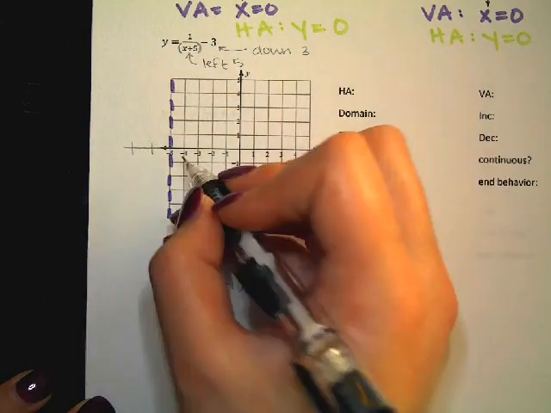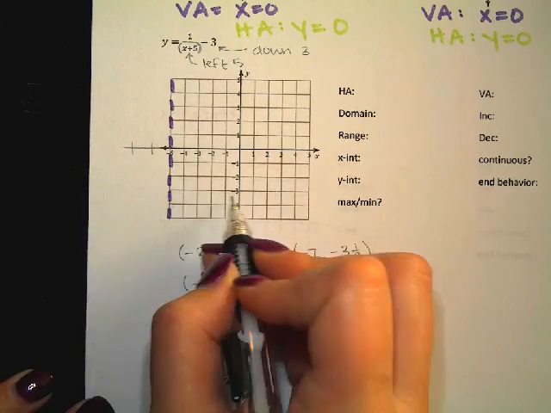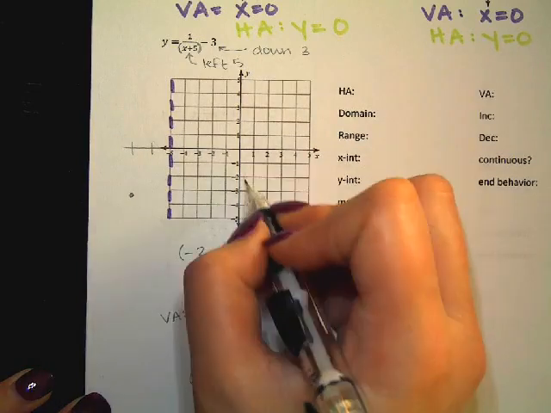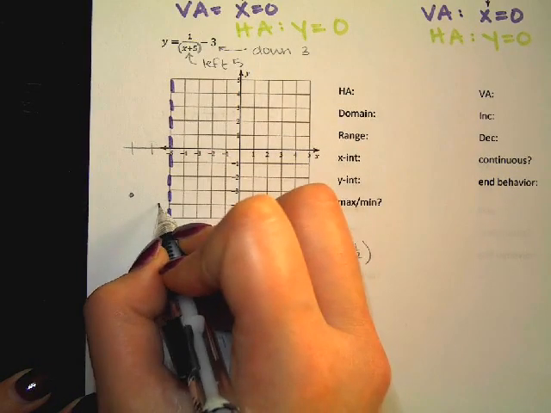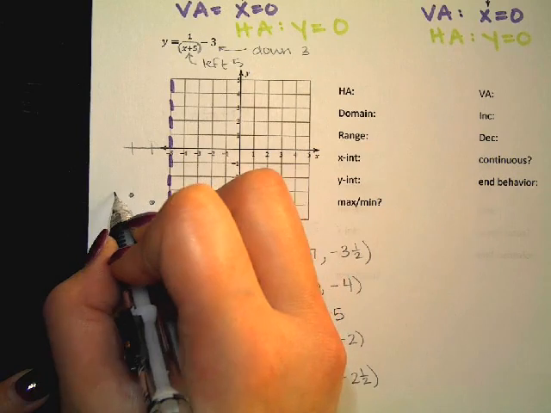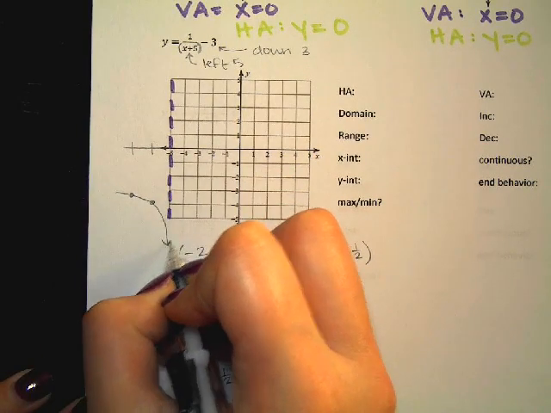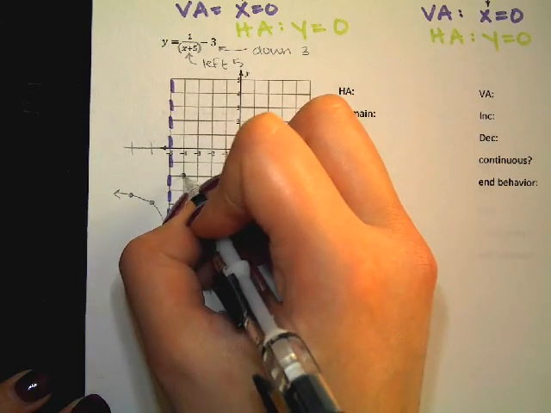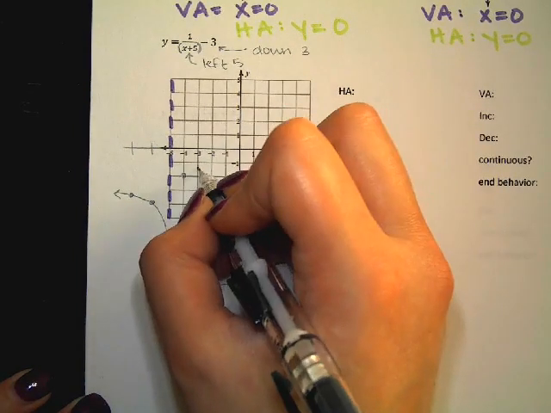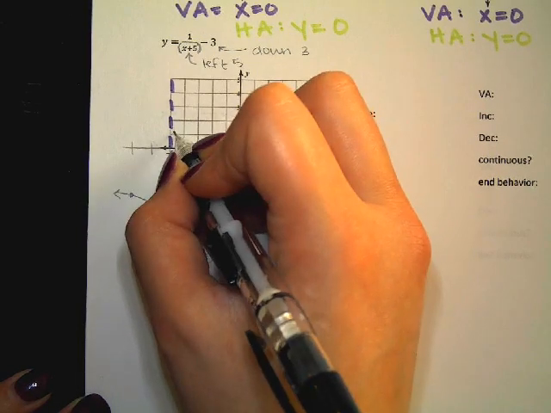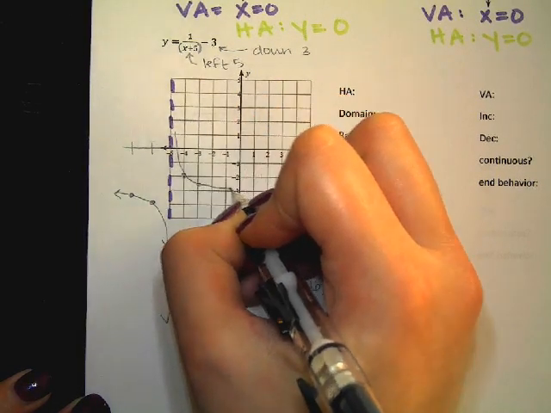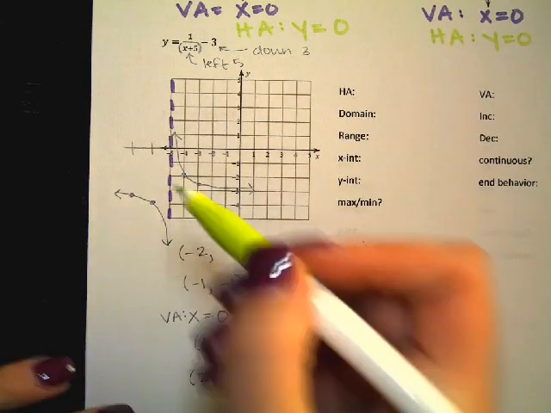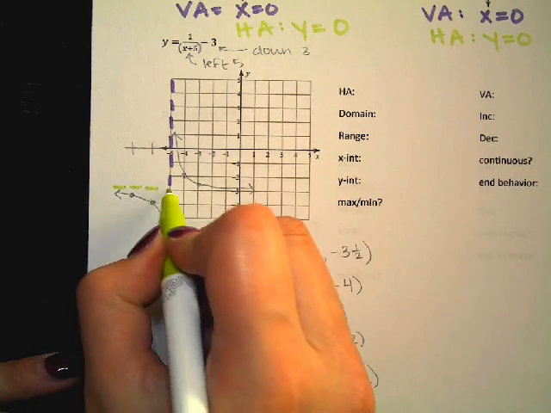Okay, so -7, -3.5, -6, -4, and then we have -4, -2, and -3, -2.5. And if you can see it, your horizontal asymptote is actually going to be right in here.